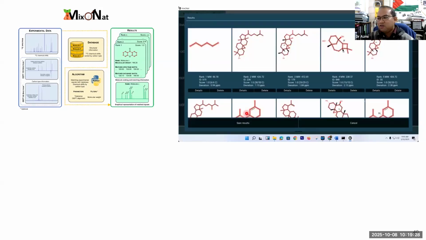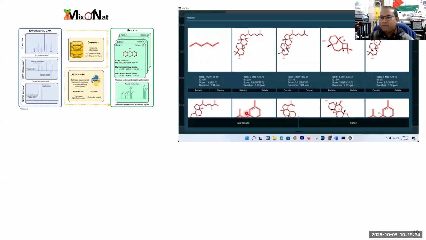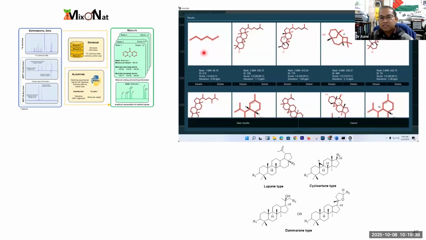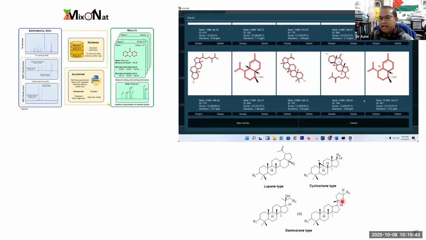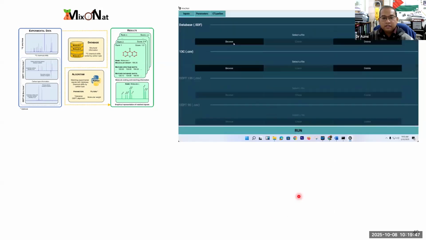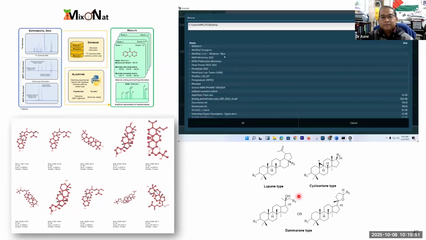Okay, this is the possible compound that we think we will isolate. So we have to go to the wet lab and do some analysis, as I said. Most of the skeleton that exists in this one came up in my analysis in the beginning. And after that, this is the result for that.